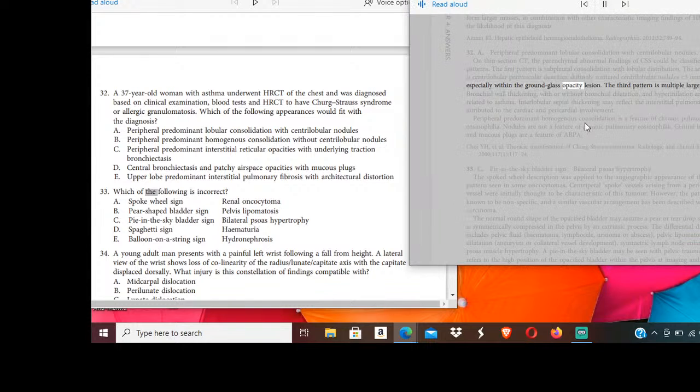Especially within the ground glass opacity lesion. The third pattern is multiple larger nodules. Bronchial wall thickening, with or without bronchial dilatation, and hyperinflation are likely to be related to asthma. Interlobular septal thickening may reflect the interstitial pulmonary edema attributed to the cardiac and pericardial involvement.